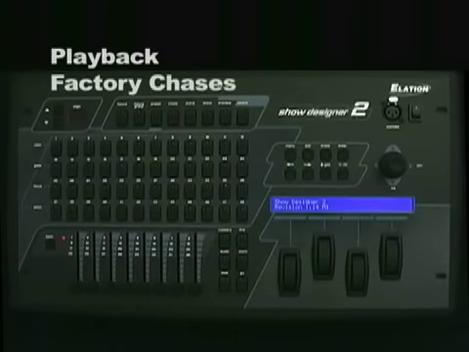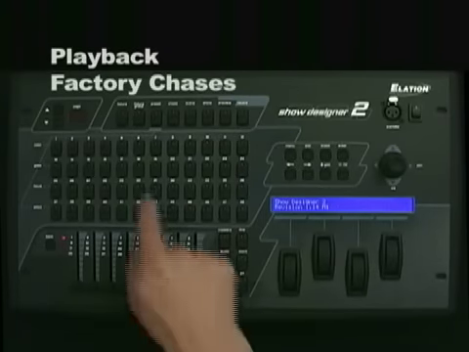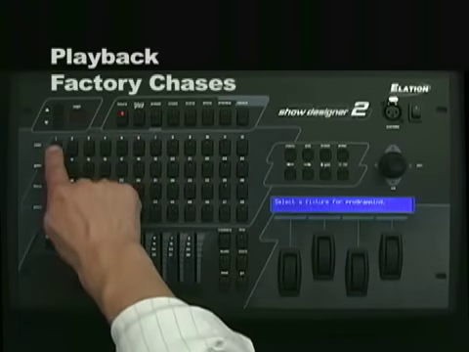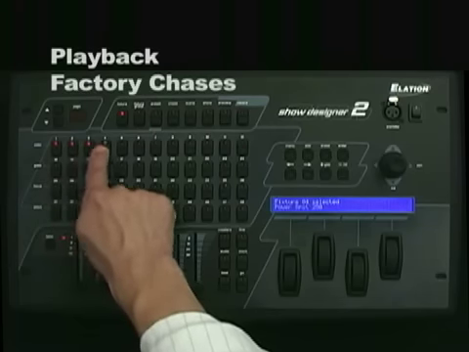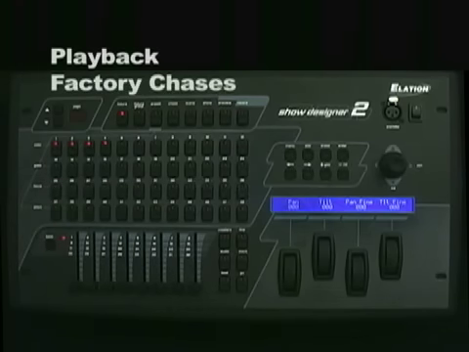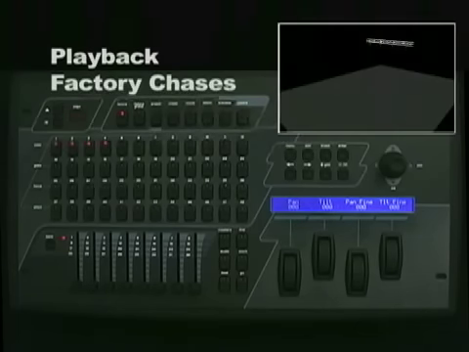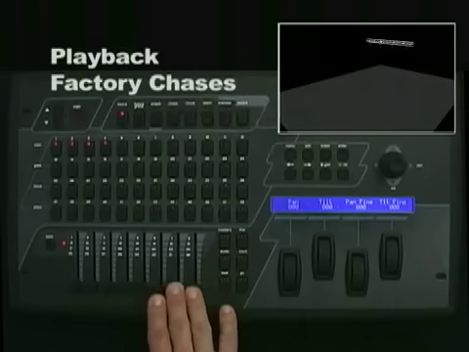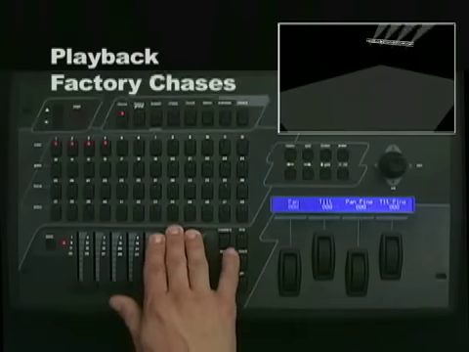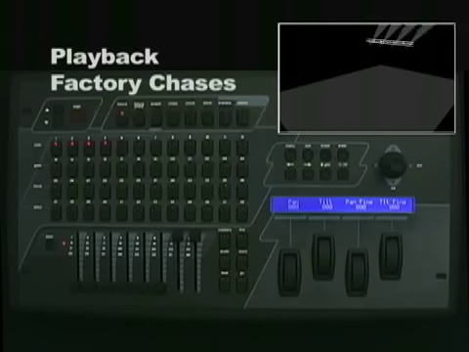To play back factory chases, you'll first have to select the fixture button and select the fixtures that you wish to have affected by the factory chases. Factory chases only move pan and tilt channels. No other channels are included. So we will open our dimmer and shutter. Mine are on channels 15 and 16. You'll have to refer to your DMX chart to see where your shutter and dimmers are.